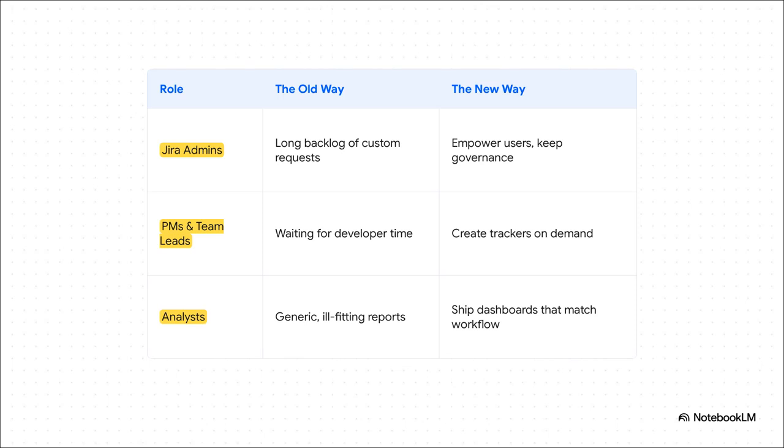Take your Jira admins. They're usually drowning in a backlog of requests for custom reports. Now, they can empower users to build their own stuff, while they focus on governance. Project managers and team leads, they no longer have to wait weeks for a developer to free up. They can just create that new sprint board right when they need it. And analysts can finally stop trying to make generic reports work and just build dashboards that are a perfect fit for their team.